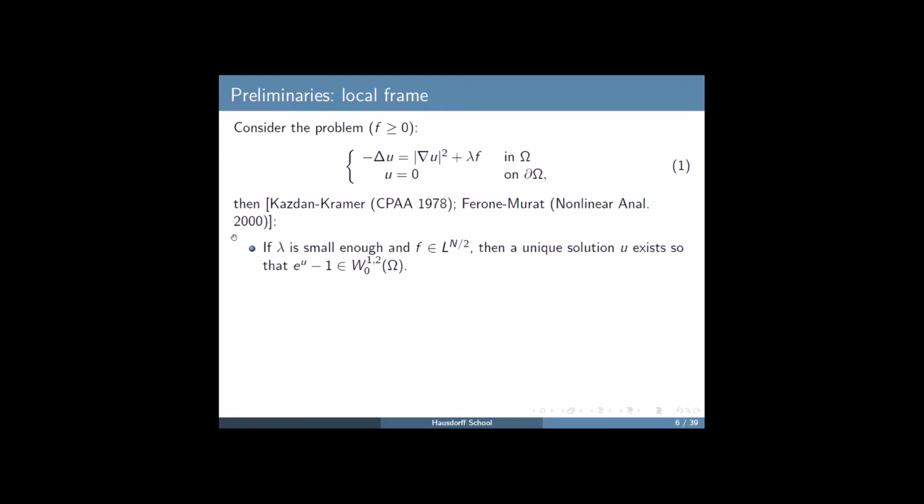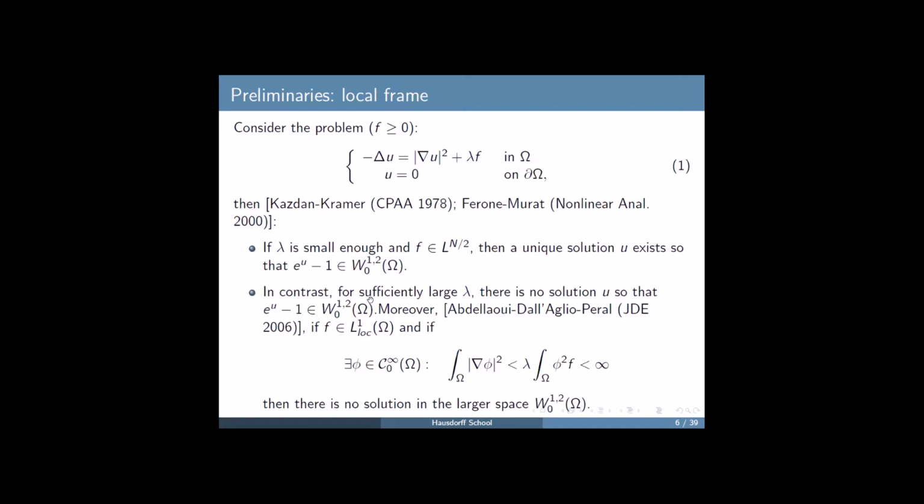What we have here is that the presence of nonlinear first order terms imposes some restrictions on the size of the source in order to have solutions. Indeed, if lambda is small enough, and if the function f is in L^{n/2}, then there is a unique solution of the problem with this regularity. In contrast, for sufficiently large lambda, there is no solution of the problem with this regularity.